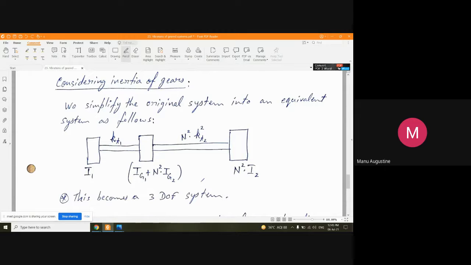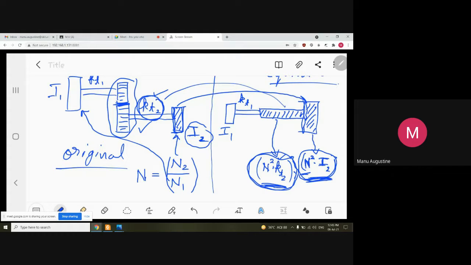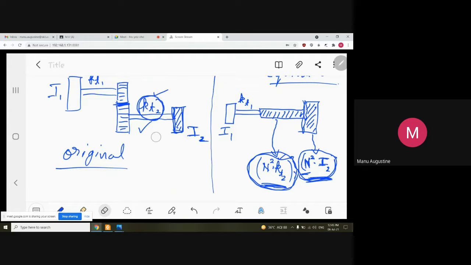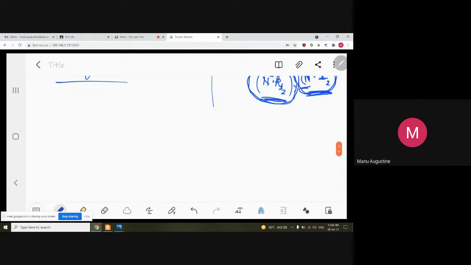So once again, I will summarize both the cases. This is case number 1. Same figure. This is the original figure. And this will be the equivalent figure if you ignore the inertia of gears, and the equivalent figure will change if you consider the inertia of gears.